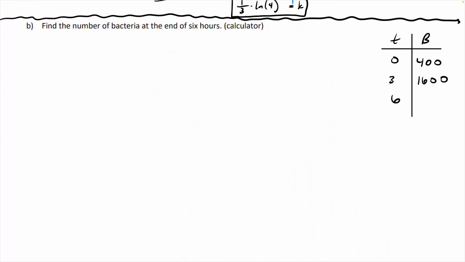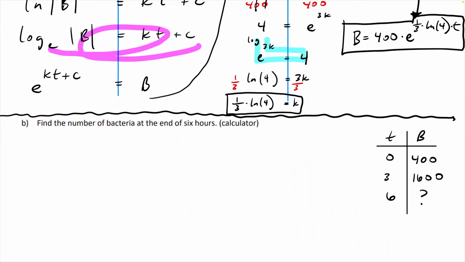What they want to know is, okay, 6 hours, what's it going to be? I know a lot of you want to say, well, it grew by 1,200. Isn't it going to grow by 1,200 again because it's just double? That's if it's linear. This is not linear. This is an exponential. So I'm going to use my model: B equals 400 times e to the 1/3 times the natural log of 4 times t.